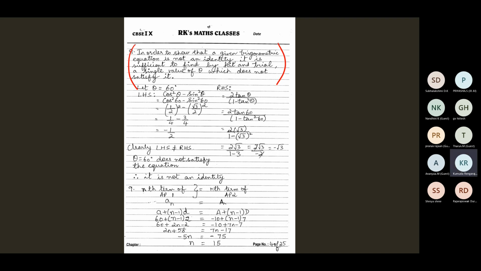So simply take theta 60 degrees and work the LHS and RHS. If you don't get the same answer, it's not an identity, because an identity holds good for any value of theta.